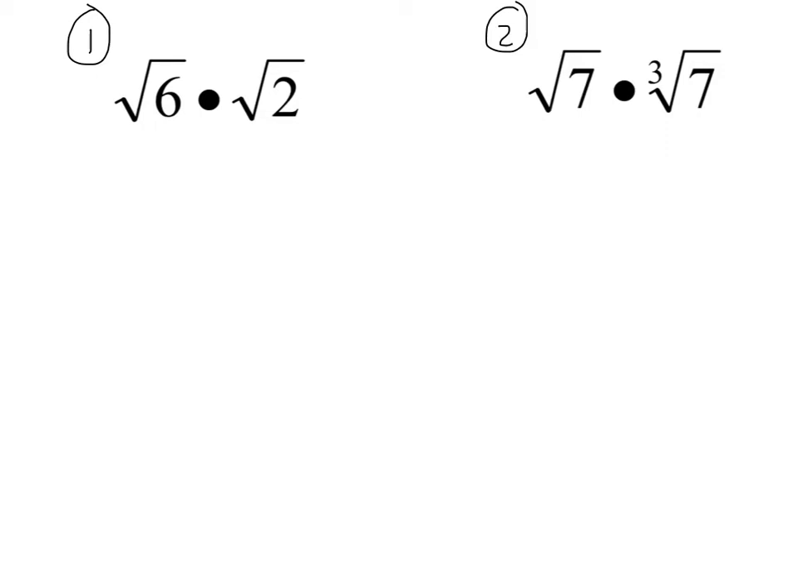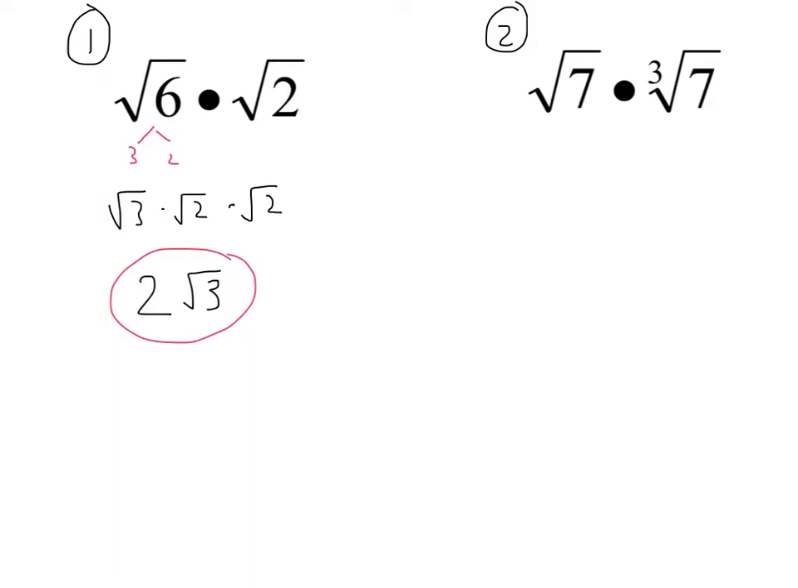So the first one, we have the square root of 6 times the square root of 2. And we've done problems like this before. We know that we can factor 6 as 3 times 2. So this is just the same thing as saying the square root of 3 times the square root of 2 times the square root of 2. And we know that by definition, the square root of 2 times the square root of 2 is just 2. So our final answer here would just be 2 times the square root of 3.